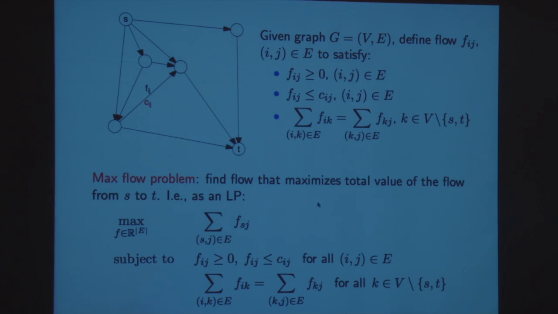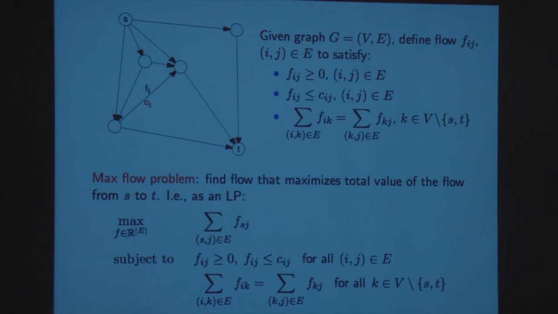So the max flow problem is to find the flow, so to find the vector f that satisfies these constraints, that maximizes the total value of the flow from S to T. You can see why this may be important, for example, for traffic planning, things like that. People cared about this problem. People still care about this problem.